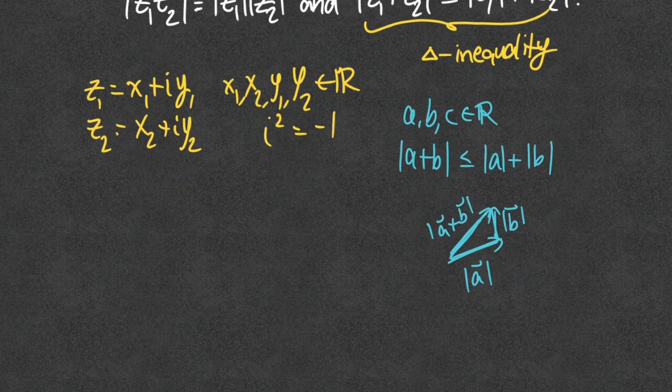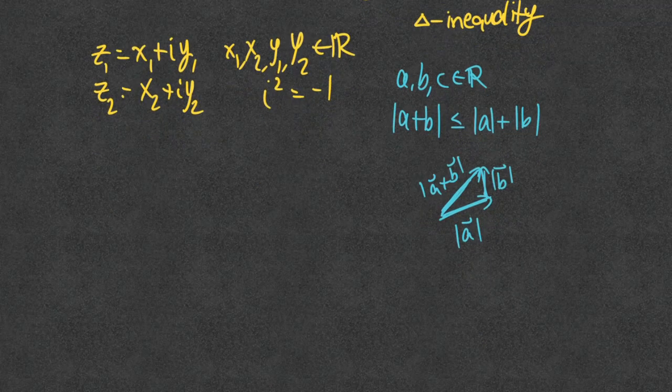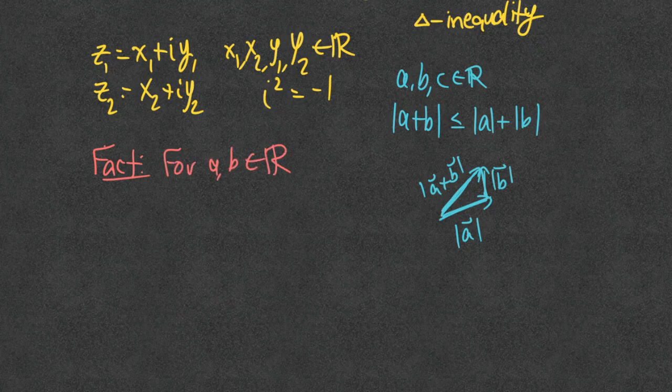Okay, so in order to prove this, the first thing that we're going to need is a little fact, and I'll just state this as a fact. We'll say for a and b real, we have that if a squared is less than b squared, that's going to imply that a is less than b. Okay, and I'll have you prove that as an exercise.